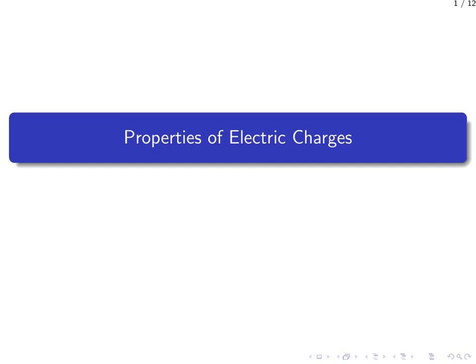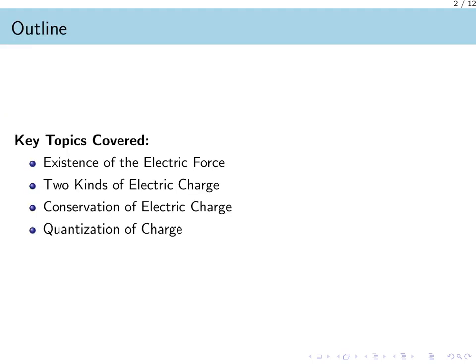Properties of electric charges. Let us begin by outlining the key topics we will cover regarding the properties of electric charges. First, we will examine the existence of the electric force and how it can be easily demonstrated. Following that, we will discuss the two kinds of electric charge that occur in nature. We will then move on to two fundamental principles that govern electrical interactions: the conservation of electric charge, which explains how charge is maintained in an isolated system, and the quantization of charge, which details how electric charge exists in discrete, fundamental amounts. These core concepts will form the foundation for our ongoing study of electrical phenomena.